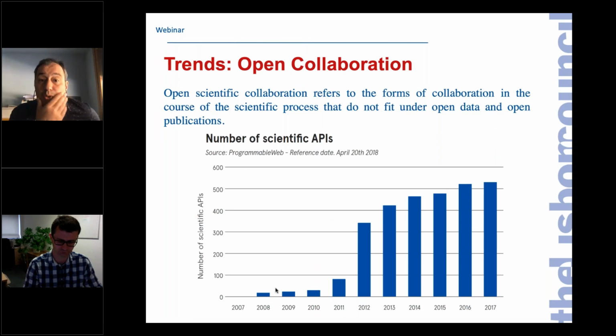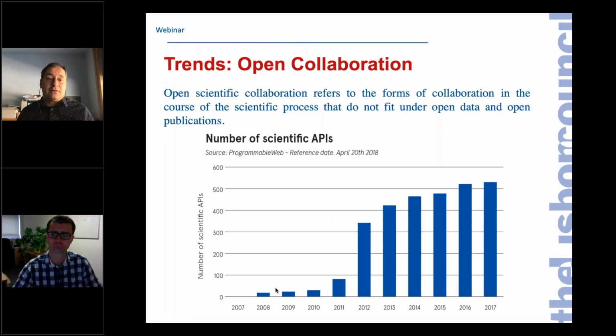Let's go to open collaboration. So the third pillar: open publication, open research data, open collaboration. We look at scientific API. These are the data that we could already find available on the web. In this sense, this is the number of scientific APIs provided by Programmable Web, which is a website which gathers all APIs, and this is the subset which is tagged as scientific API.